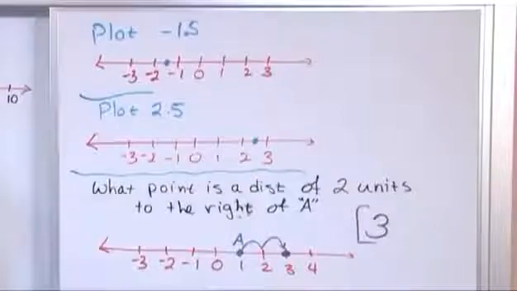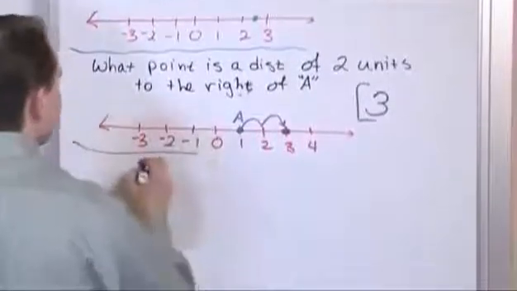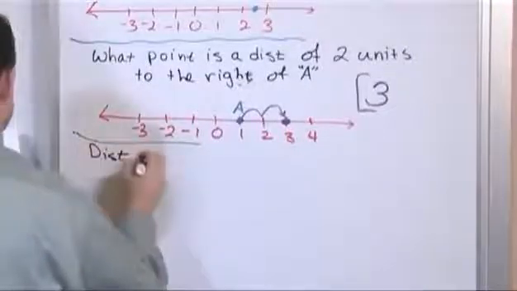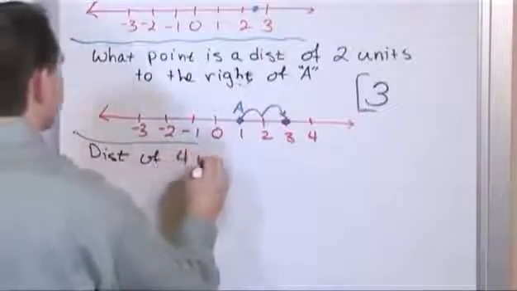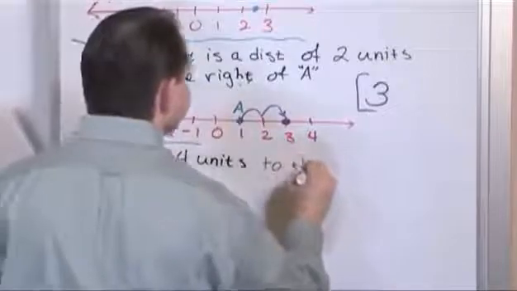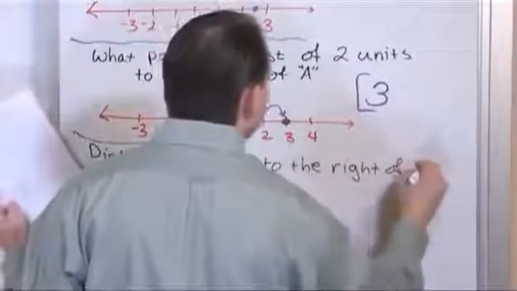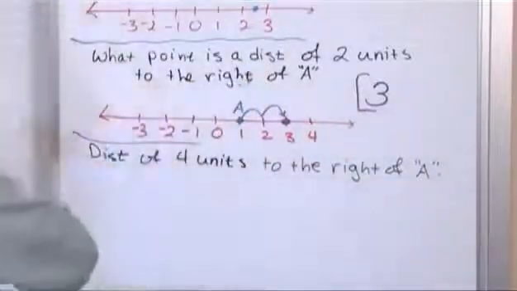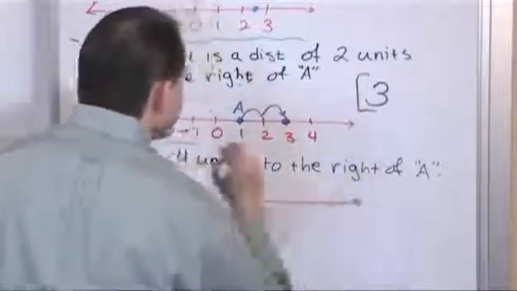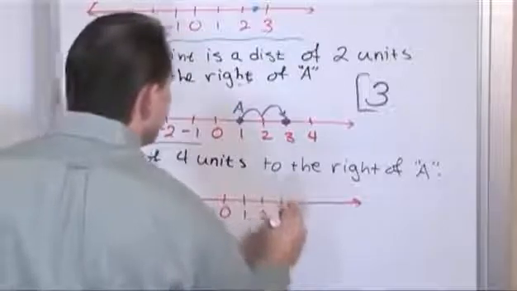Now, let's do another one. What point is a distance of 4 units to the right of A? And in this problem, I'm going to put A in exactly the same place, so I'm just going to redraw everything to make it clear. There's nothing worse than having a cluttered diagram, so I would rather just draw it again.